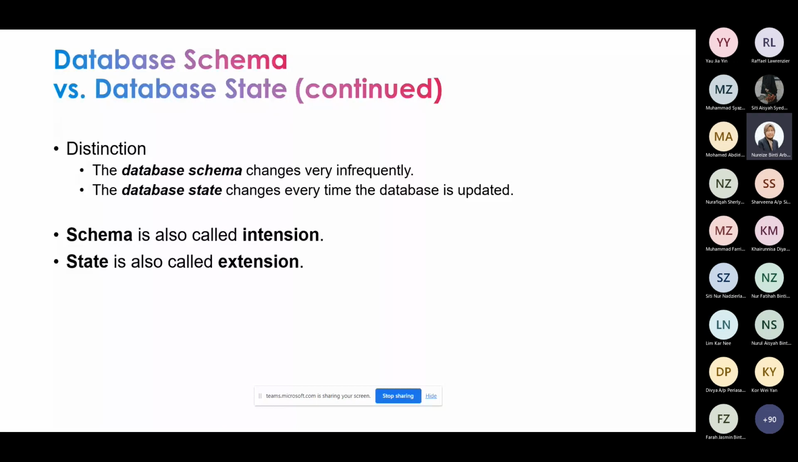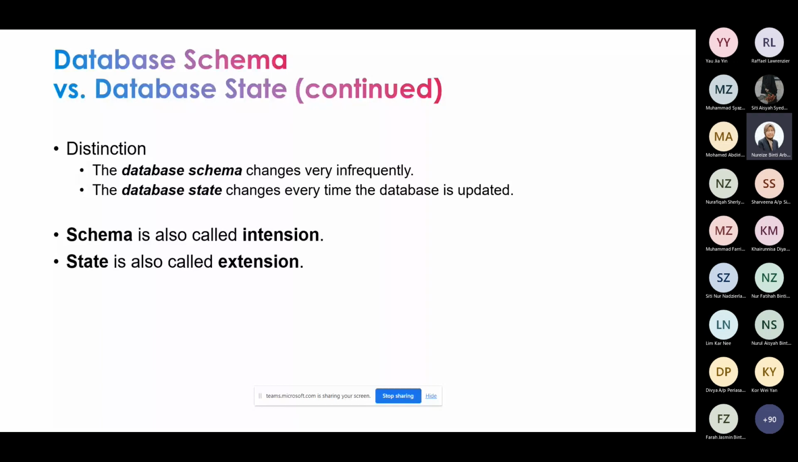Distinction: the database schema changes very infrequently, but the database state changes every time the database is updated. This is the difference between the schema and the state. We rarely change the schema, so it does not always change. It's different with the state, because the state involves the content of the database, so it may change frequently depending on the situation of the database itself.